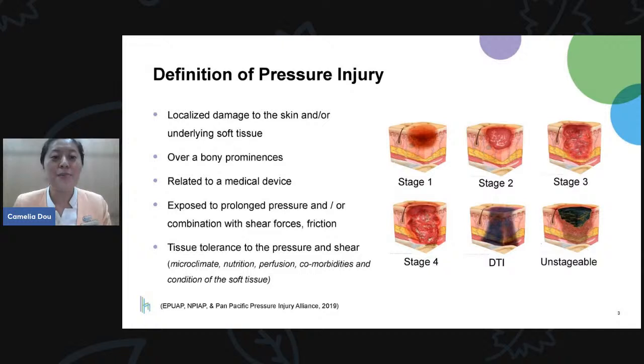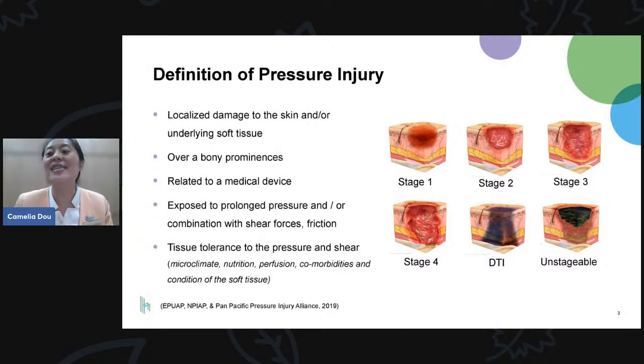Also, because definitely it's pressure, once patients are bed bound and have prolonged pressure with a combination of shear forces and friction, then patients can develop this pressure injury. Lastly is tissue tolerance. With each individual it's actually different. Not all patients develop pressure injury, so it depends on the individual's tissue tolerance, like their microclimate, nutrition, perfusion, their comorbidities, and also the condition of soft tissue.